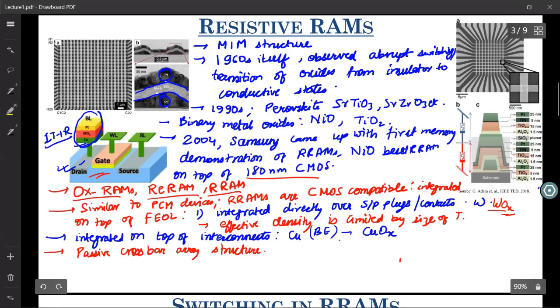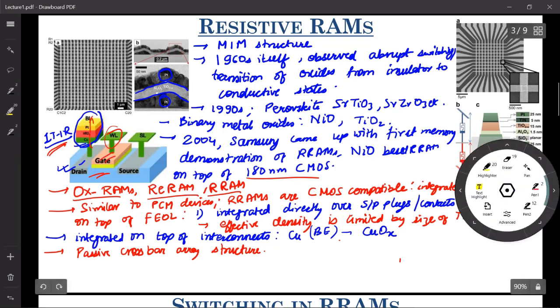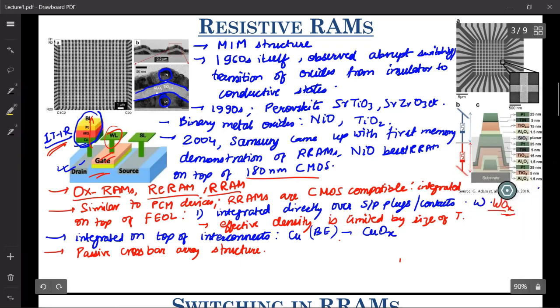Why passive? Because in the 1T1R structure, you can control the current through this RRAM by means of the gate electrode of your MOSFET. Since this is in series with the MOSFET, whatever current is flowing in the MOSFET will flow through the RRAM, and the current through the MOSFET can be controlled by this gate terminal. So you have an additional knob to control the current through your RRAM device. However, in your passive crossbar structure, there is no selector. And what happens there is shown over here.